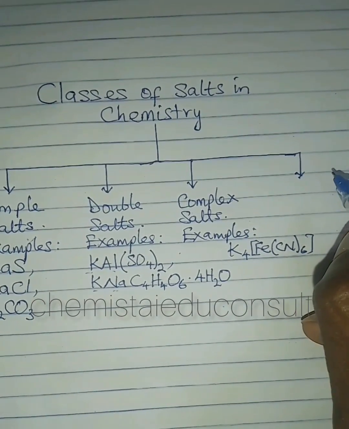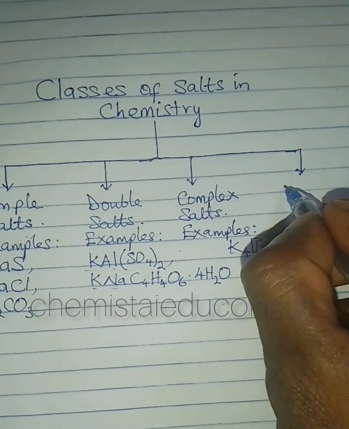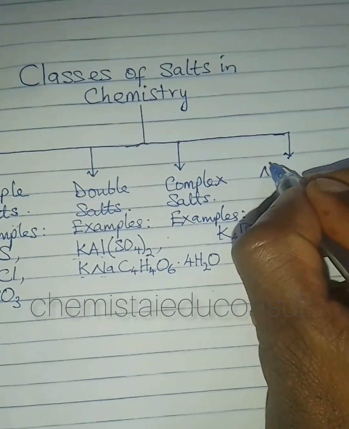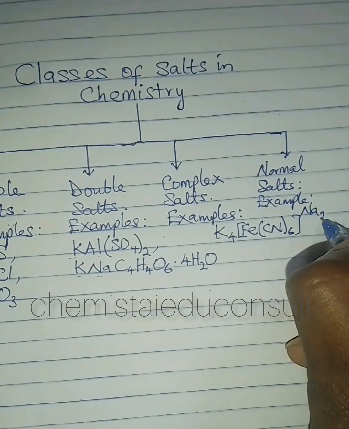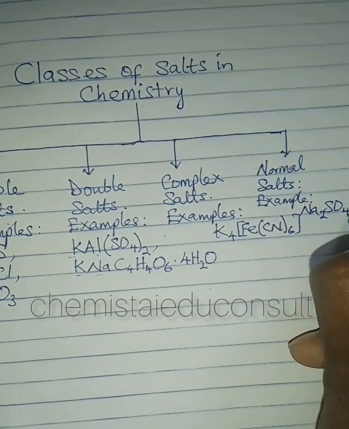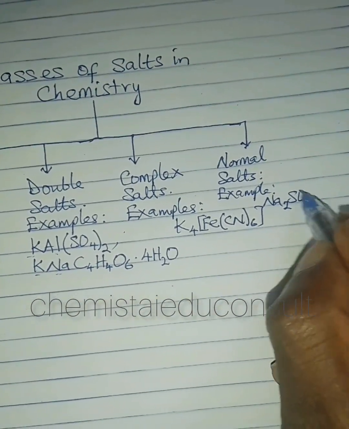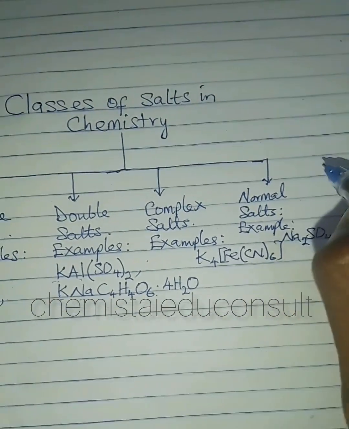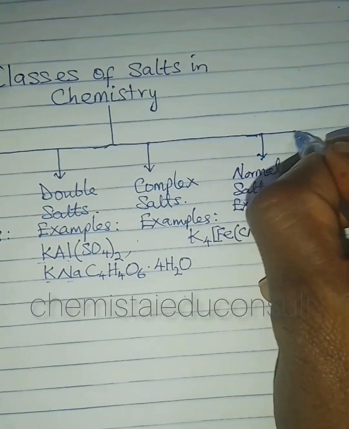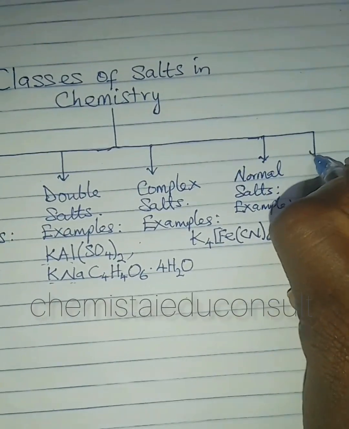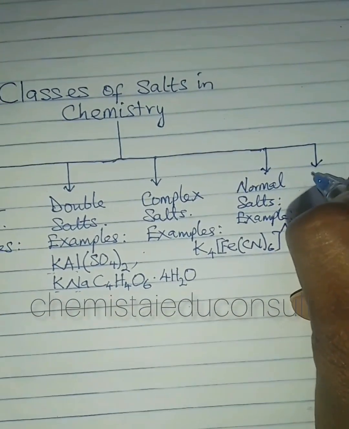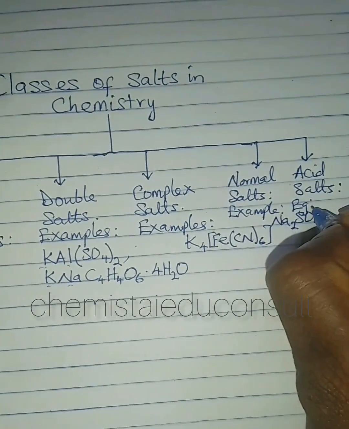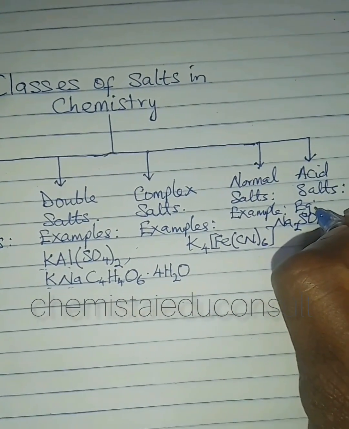Now, when all the replaceable hydrogen ions of an acid are replaced by a positively charged metal or ammonium ion, the salt formed is called normal salt. For example, sodium tetraoxosulfate(VI) formed from tetraoxosulfate(VI) acid. The two hydrogen ions have been replaced by sodium metal. Now, when only some hydrogen ions of an acid are replaced, that is, the hydrogen ions of an acid are partly replaced to form a salt that still retains some hydrogen ions, the salt is called acid salt. For example, sodium hydrogen trioxocarbonate(IV).